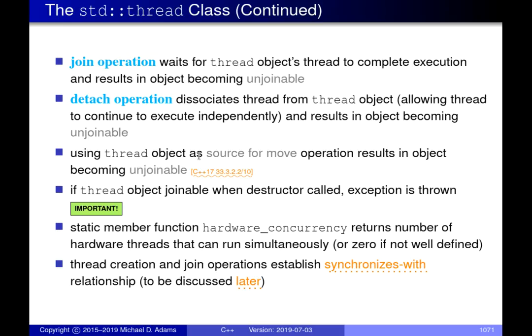If you move from a thread, the object that you move from becomes a thread that's unjoinable. In other words, when you propagate a thread value from one thread object to another thread object, the one that you move from just becomes like a zombie object. It's not associated with any thread of execution, whereas the thing that was actually running will then be in the moved-to object.